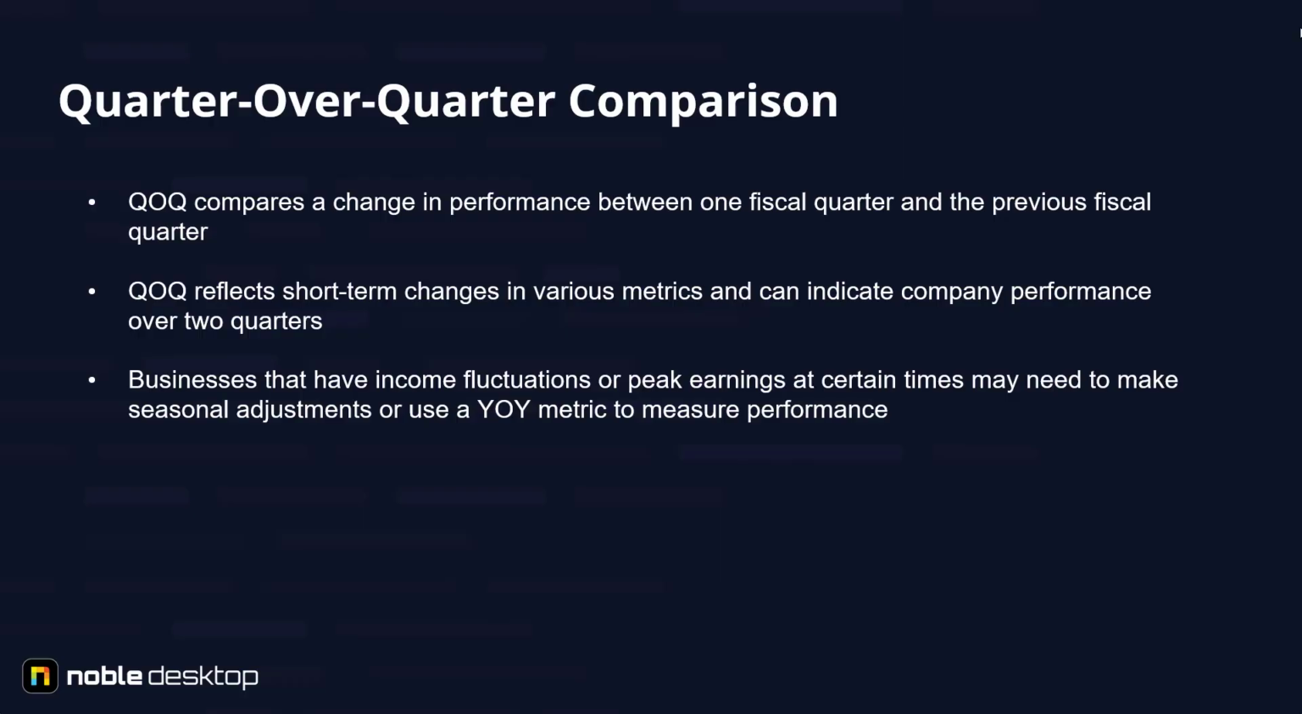Quarter-over-quarter compares a change in performance between one fiscal quarter and the previous fiscal quarter. Quarter-over-quarter reflects short-term changes in various metrics and can indicate company performance over 2 quarters. Businesses that have income fluctuations or peak earnings at certain times may need to make seasonal adjustments to use a year-over-year metric to measure performance. So these are two methods of comparison that you can use when evaluating a company's financial performance yearly or quarterly.